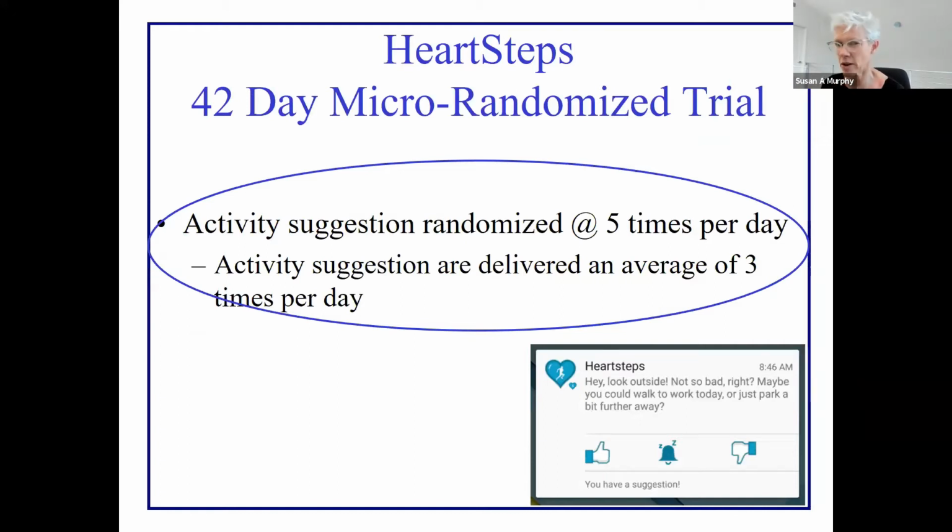Again, I've already gone through this: 42 days, 5 times a day, around an average of 3 times a day. You'd get it because we were randomizing with probability 0.6. And here's another example of a message I got in the morning. It was pretty cold that day. It's trying to help me get the right framing in my mind.